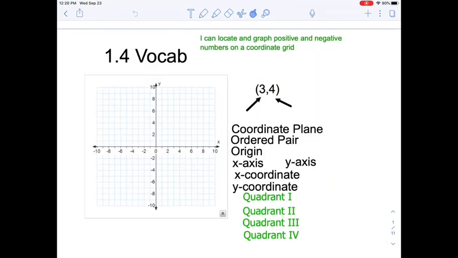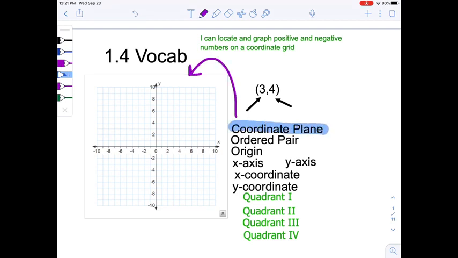Here is some important vocab for this lesson. So in your note packet, I want you to label one of your graphs with all of these different vocab words so that you have them in the future. So the first word is coordinate plane. Coordinate plane is just this whole grid graph. We call that a coordinate plane where we graph on.